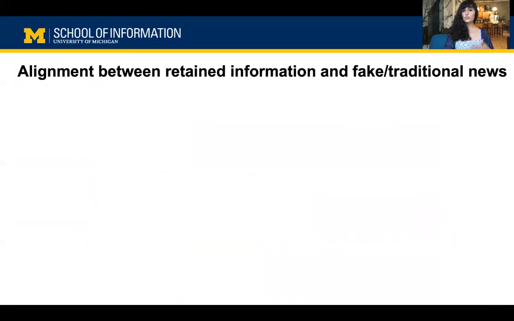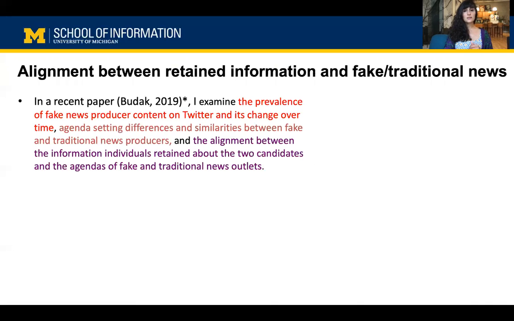This leads to the question, what explains this mismatch? And the secondary question, are the fake news producers better able to either set or reflect the priorities of general audience? In a 2019 study, I answered that second question and look at the alignment between what information individuals retained and what these different producers were producing.